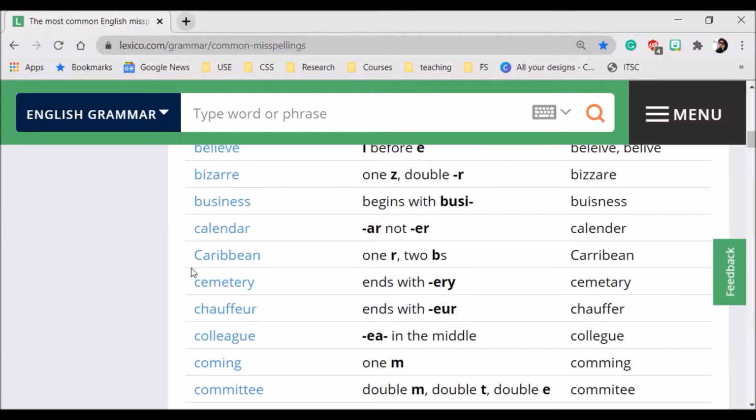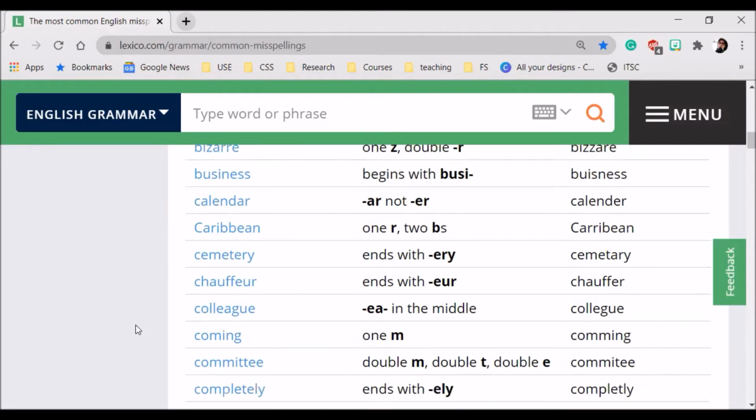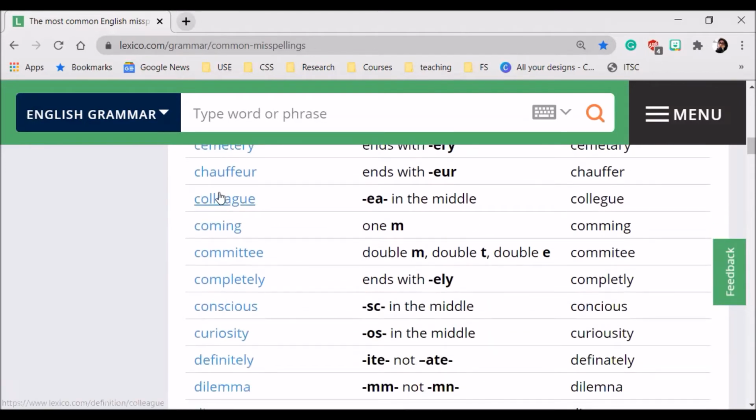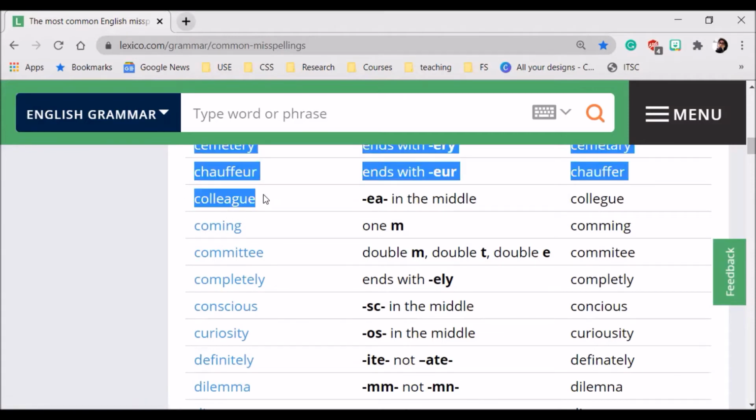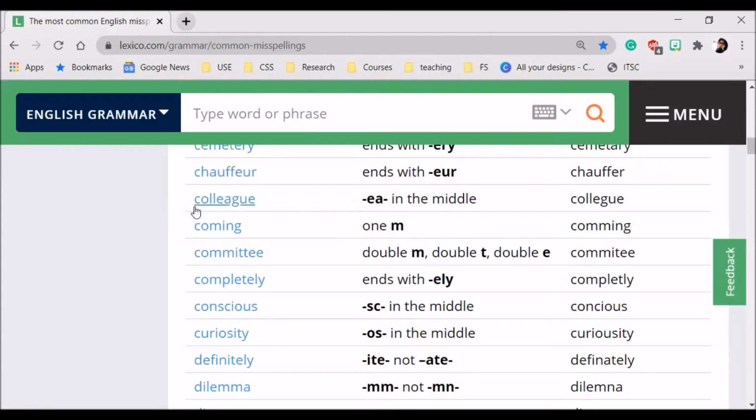Caribbean, that's a less commonly used word, and let's skip out the less common words. Okay, so we're just focusing on the most commonly used words. Then we have colleague. It also has EA, not E. You can think of it as a colleague is so complicated and it's a long word. So it would be colleague. Okay, so it has EA in the middle.